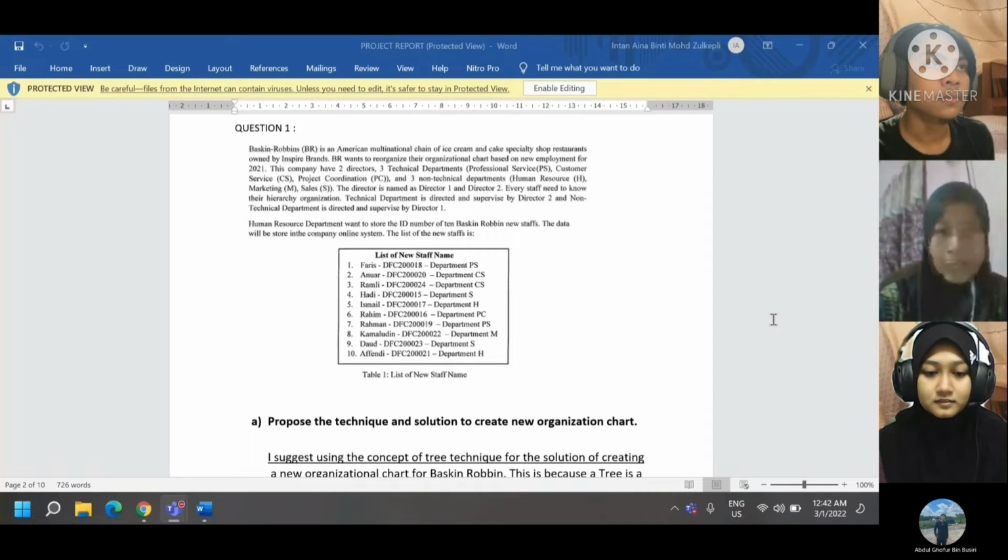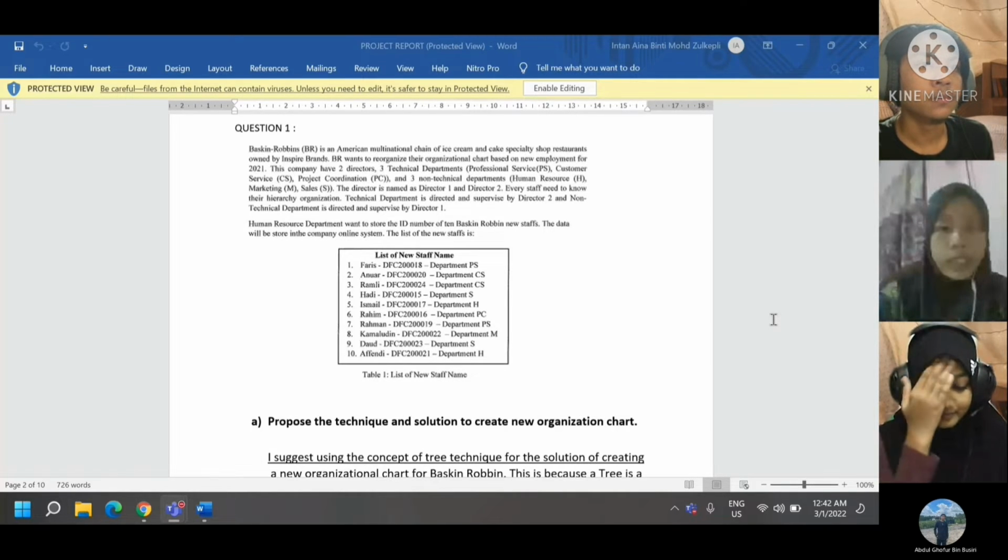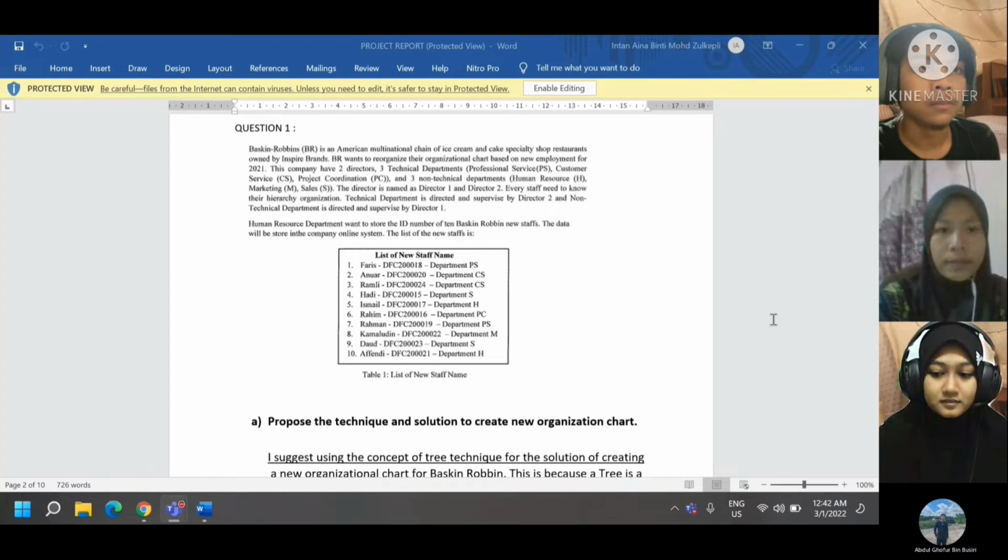non-technical departments, that is human resources, marketing, and sales. The directors are named Director 1 and Director 2. Every staff needs to know their hierarchical organization. The technical department is supervised by Director 2 and the non-technical department is supervised by Director 1.